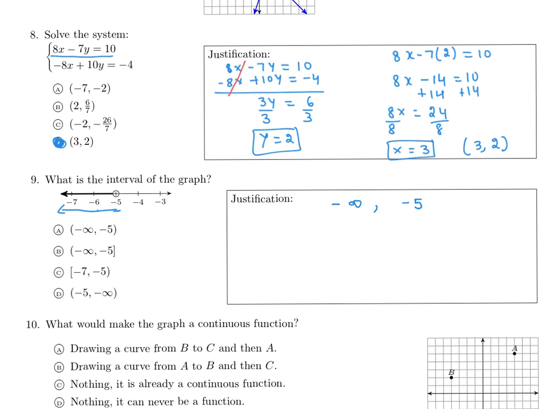Now we're going to decide whether it is an open bracket or open parenthesis or bracket. Infinity is not included in any closed bracket, so it's always going to be open. For 5, it's going to be open as well because this is an open circle, so it's going to be a parenthesis.